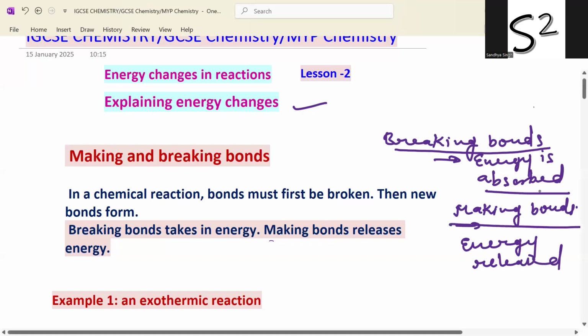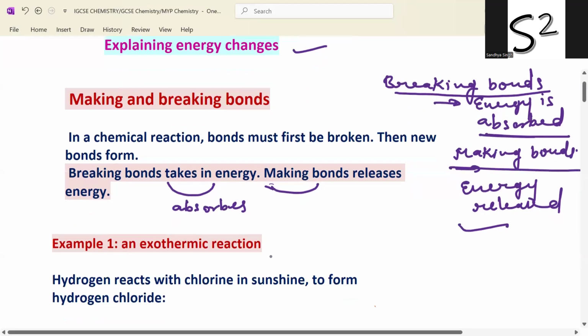What have we studied? During new bond formation, energy is released, and when bonds are breaking, energy is absorbed. So breaking bonds takes in energy, making bonds releases energy. Breaking bonds means energy is absorbed by the system, and making bonds, when new bonds form, energy is released.